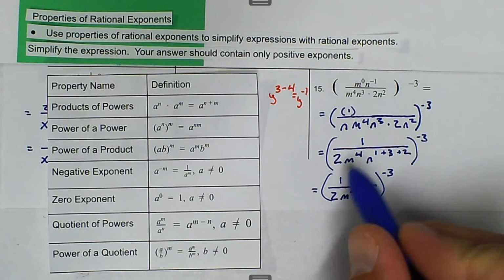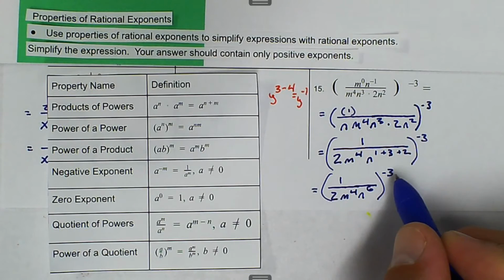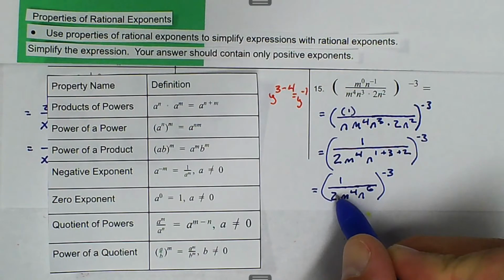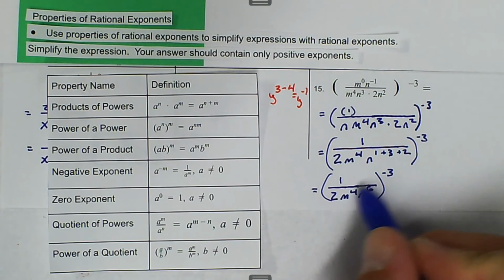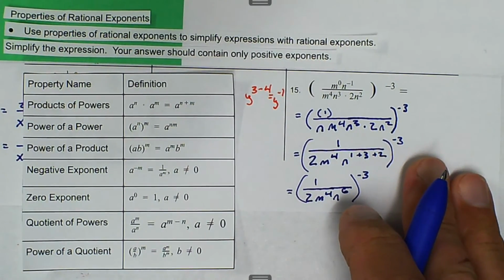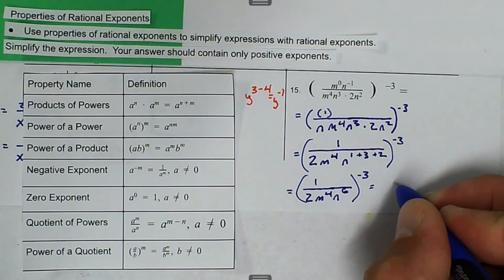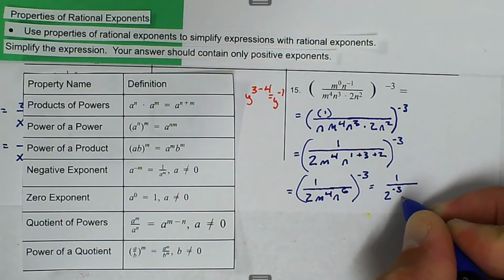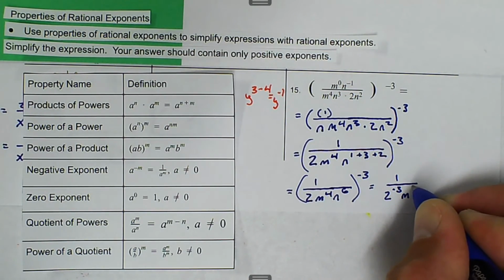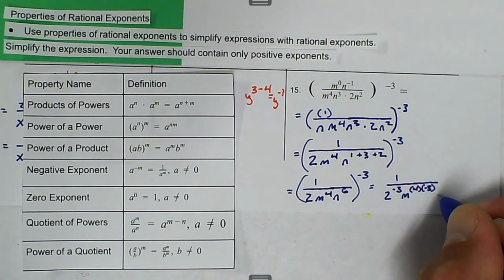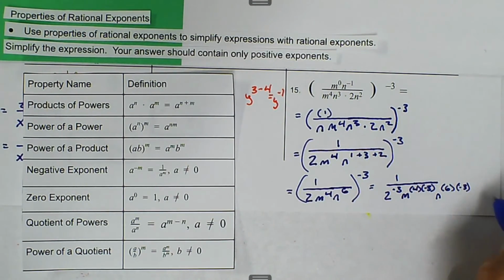So we have to distribute the negative 3 to all the parts. 1 to the negative third is still 1, and then we distribute that negative 3 to all of those. So we get 1 over 2 to the negative third, m to the 4 times negative third, and n to the 6th times negative third.